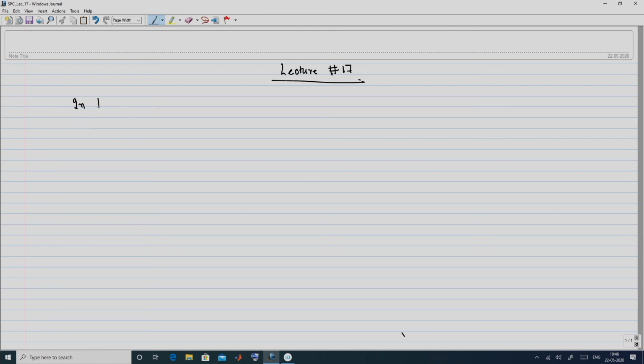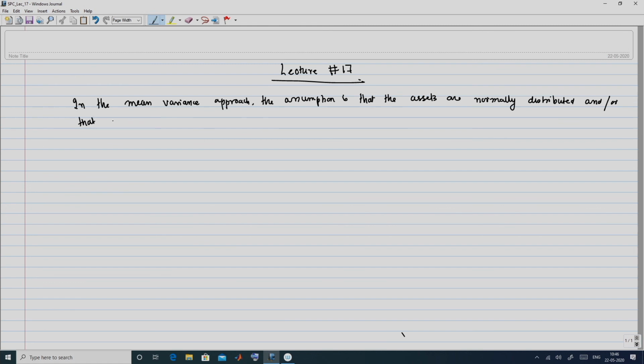So, we make the statement that in the mean variance approach, the assumption is that the assets are normally distributed and that the investors have quadratic utility.